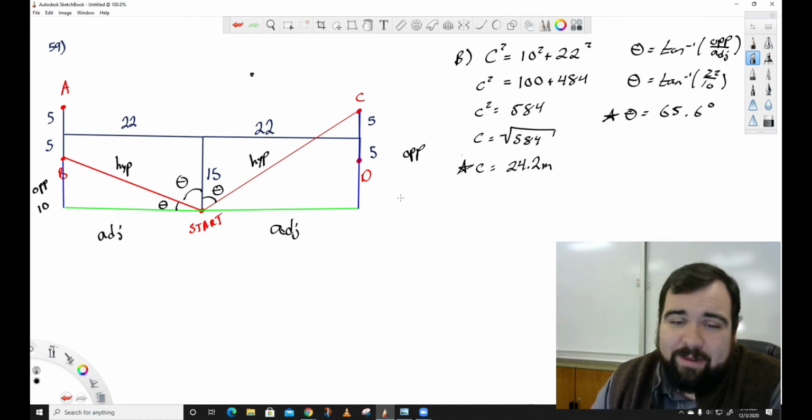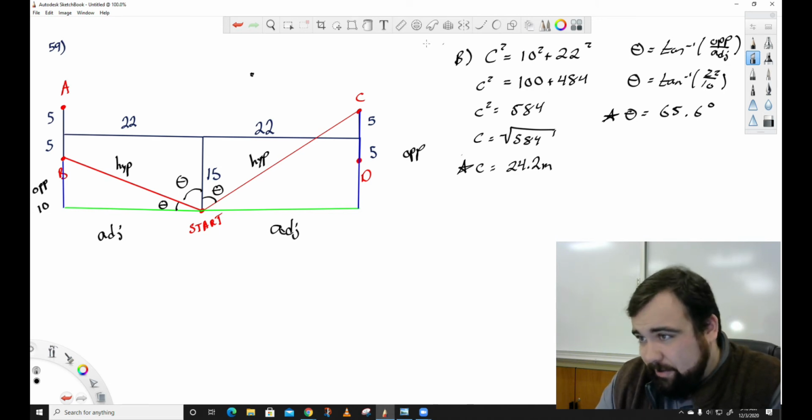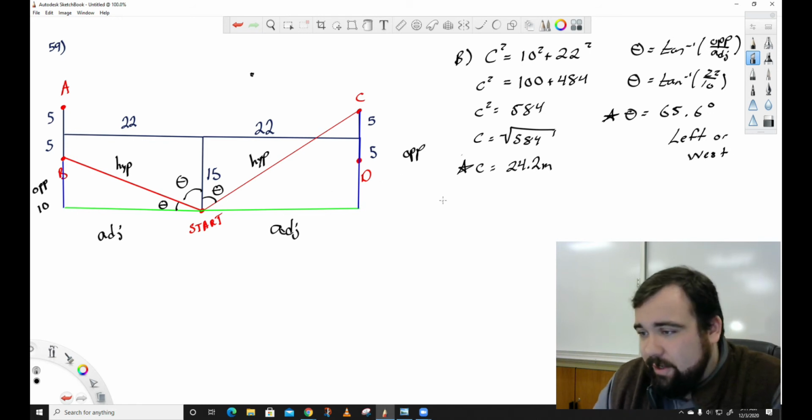I'm going to be getting 65.6 degrees. So our answer right now for B is 24.2 meters at 65.6 degrees, and I would add to that either left or west. Now, if B and D are mirror images, D would be the same thing.